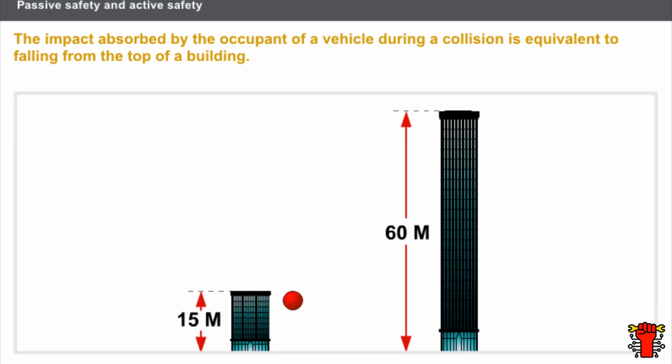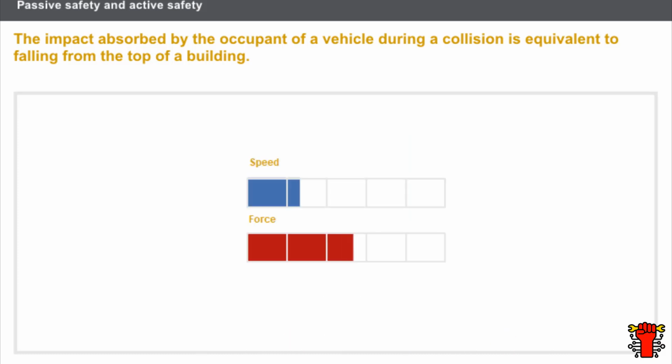The impact absorbed by the occupant of a vehicle during a collision is comparable to falling from the top of a building. An impact at 40 miles per hour, 65 kilometers per hour, is equivalent to falling from a 15-meter building. An impact at 80 miles per hour, 130 kilometers per hour, is equivalent to falling from a 60-meter building. If the speed coefficient is doubled, the force of the impact is quadrupled.